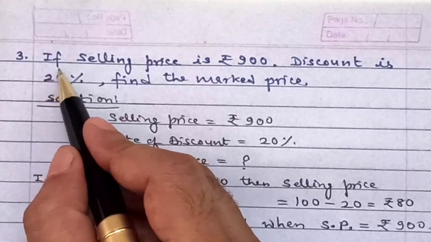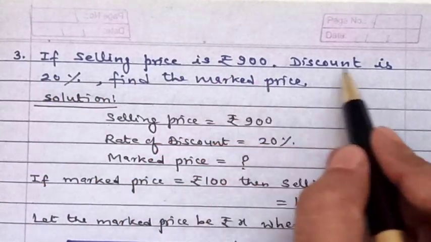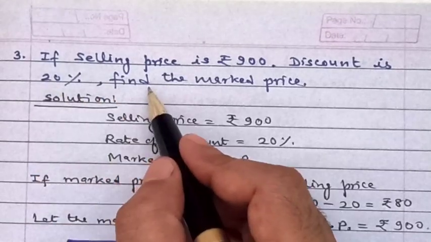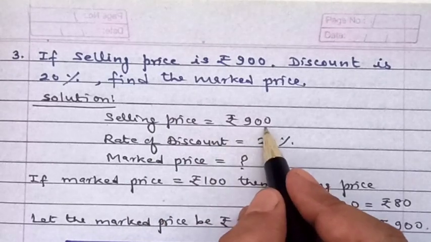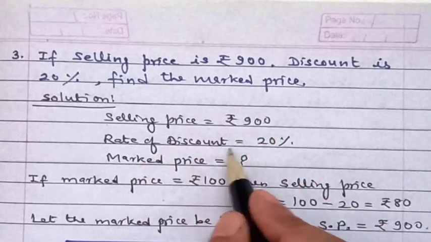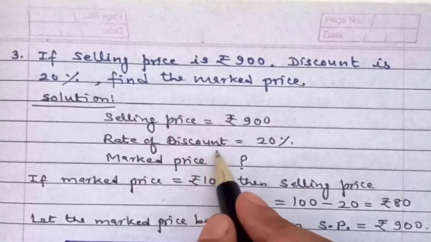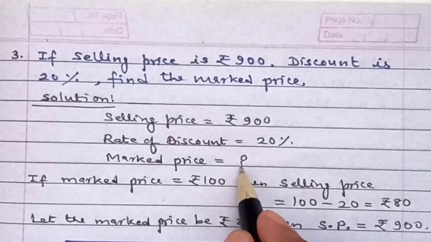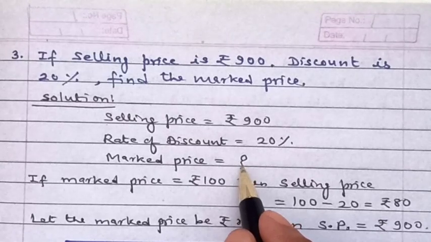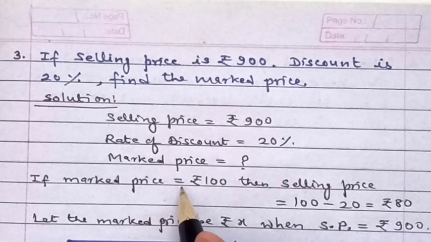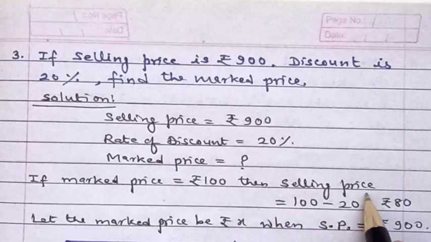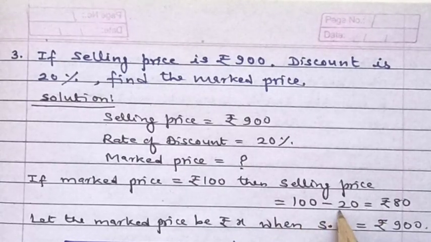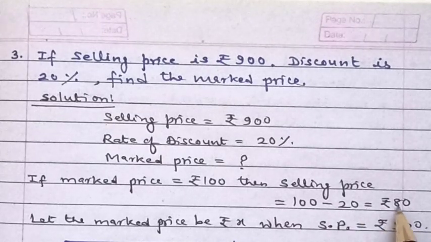Third question. If selling price is rupees 900, discount is 20%, find the mark price. So let's write selling price is equal to rupees 900, which is given to you. Rate of discount is equal to 20%, or percent discount is equal to 20%. Mark price you don't know. Now if mark price is equal to rupees 100, discount is 20%, then selling price will be equal to 100 minus 20, that will be equal to rupees 80.